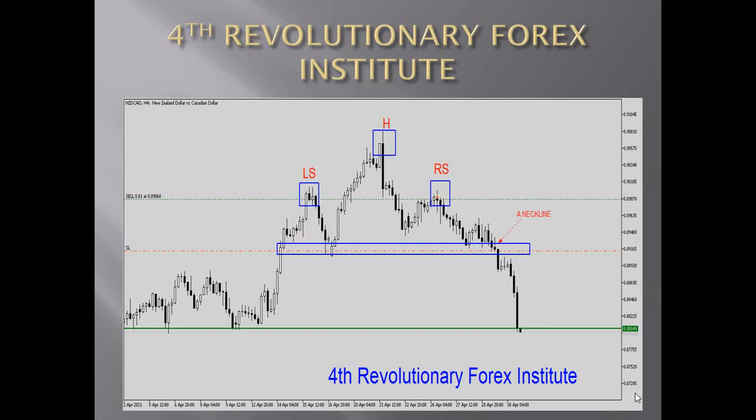For you to quickly understand the formation of a head and shoulders pattern, you must think of yourself as a human being. We as human beings have one head and two shoulders, and our head is above our shoulders. So this is the formation of a head and shoulders pattern. Think of yourself as a person: you have two shoulders and also your head, and your head is above your shoulders.